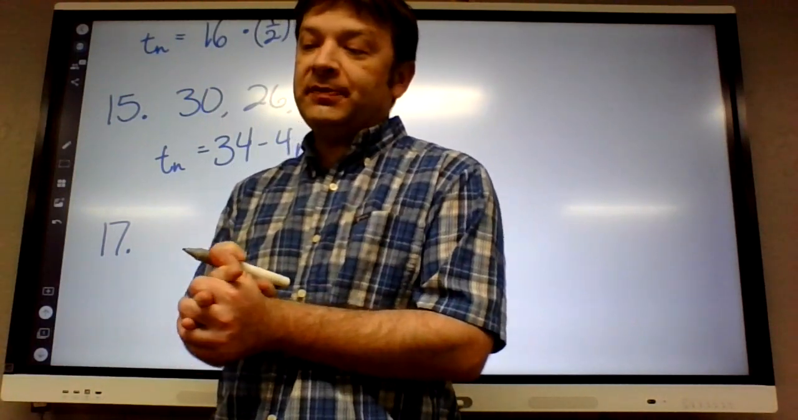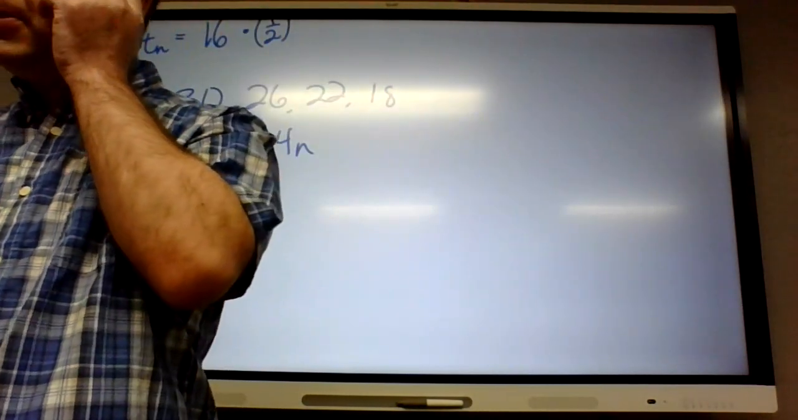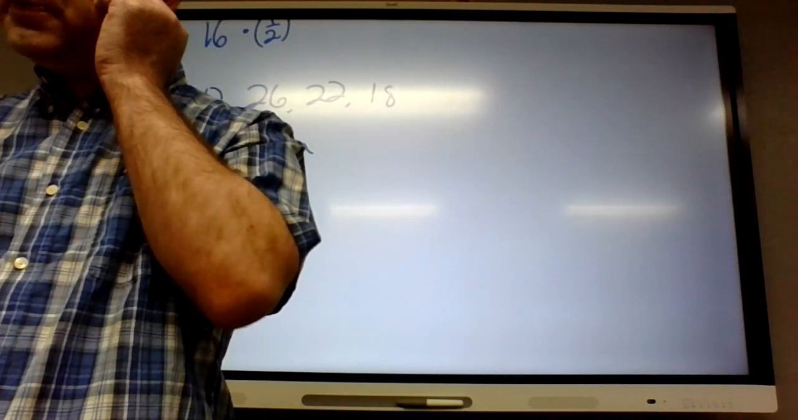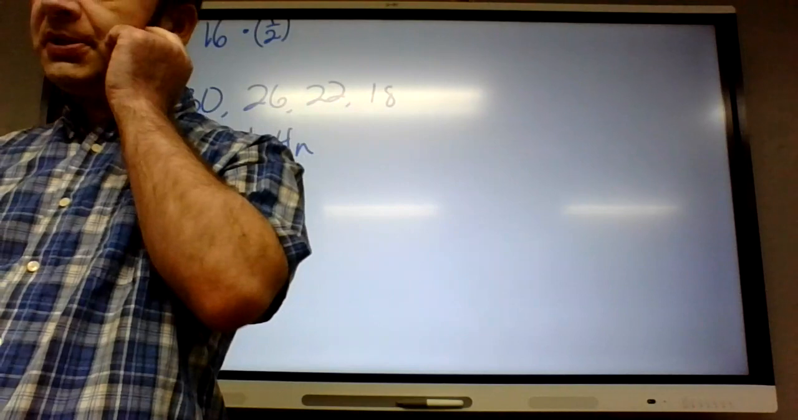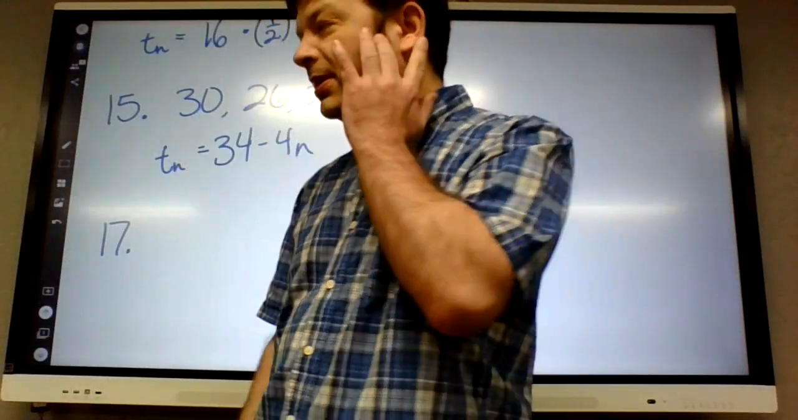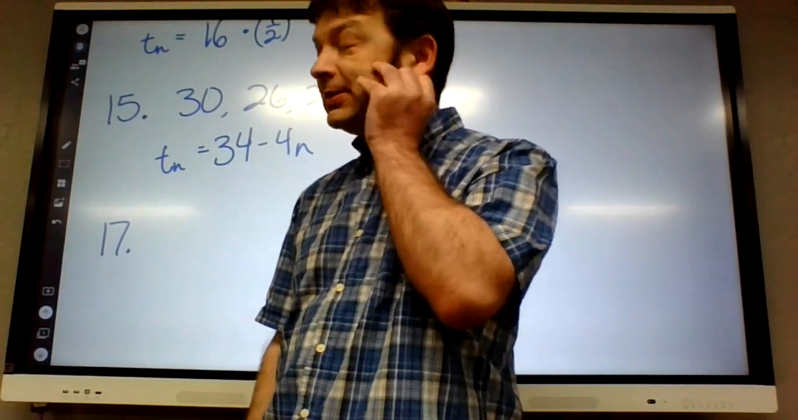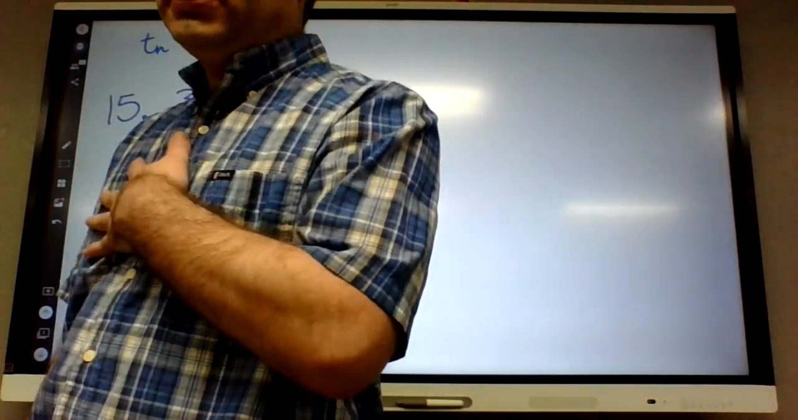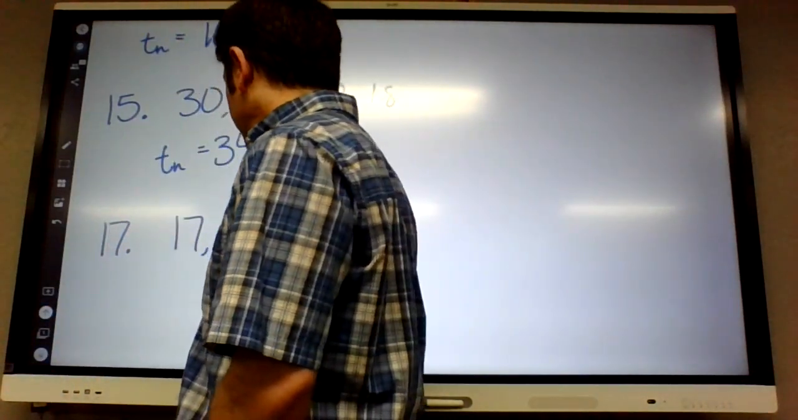Alright, 17 is kind of the same. State whether this given sequence is arithmetic, geometric, or neither. Find a formula for t sub n, the nth term of each sequence. So kind of the same thing as what we've been doing. These are a little bit harder because some of them are not geometric or arithmetic, so they might pose a challenge. But 17 is not hard.